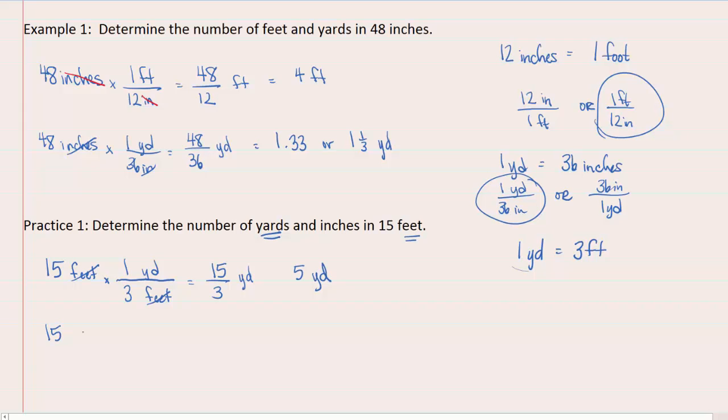Now, let's convert this 15 feet into inches as well, remembering that 1 foot equals 12 inches. This time, I must put the 1 foot on the bottom and put the 12 inches in the numerator because I would like the feet to reduce out. When the feet reduce out, I'm left with 15 times 12. 15 times 12 is 180 inches.